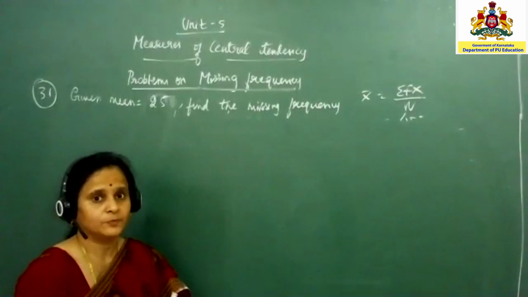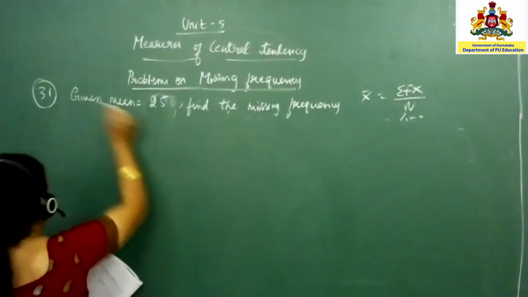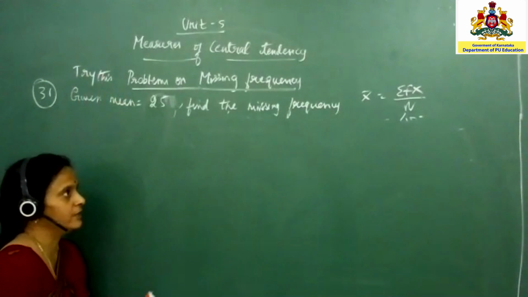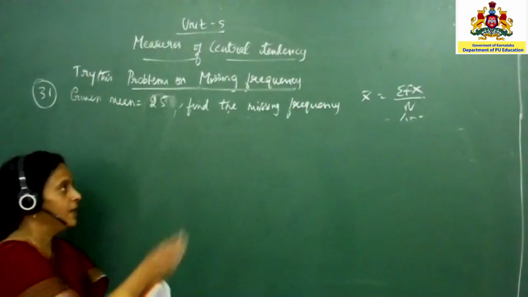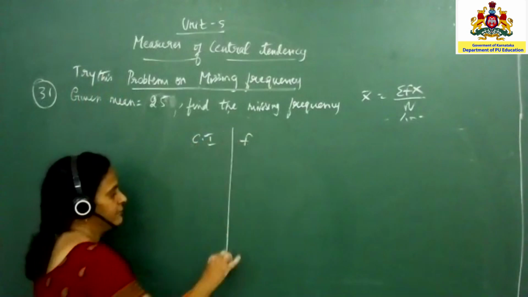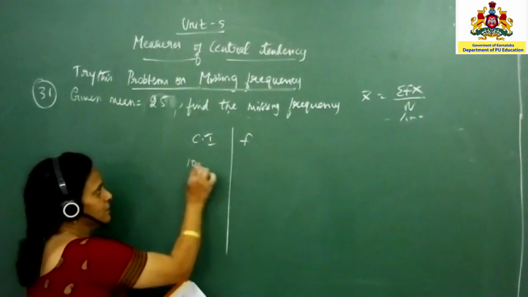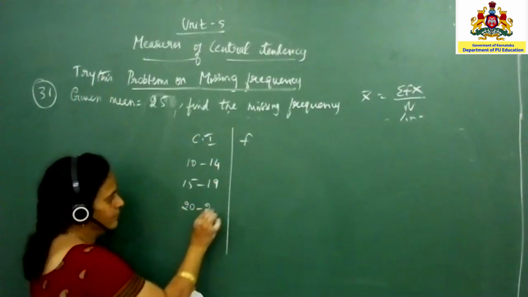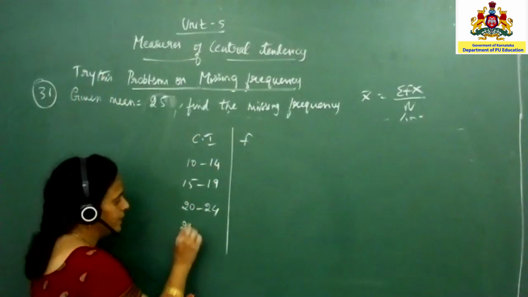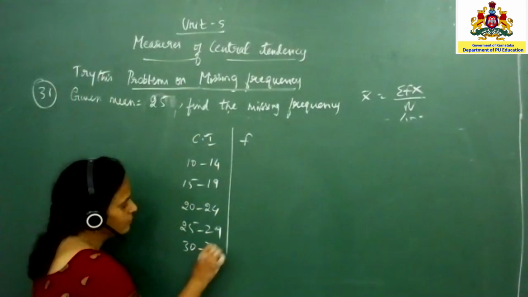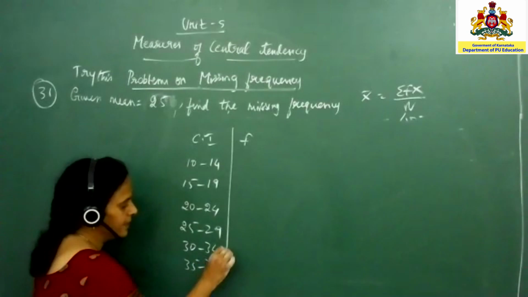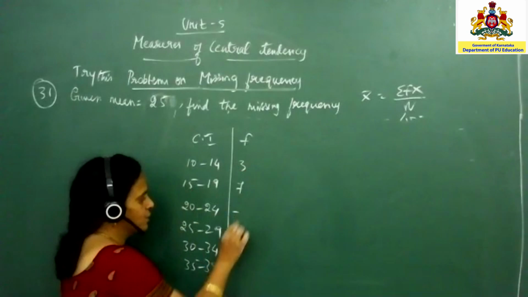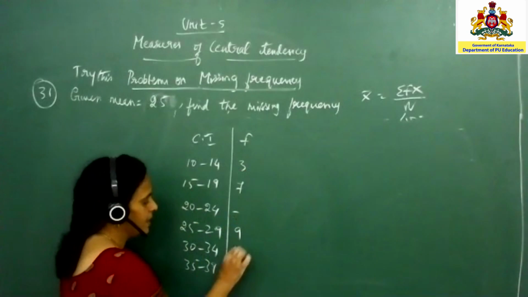So one more problem, okay? So this is again missing frequency problem. So you try this one similar to the previous problem. So here mean is given as 25, we have to find the missing frequency. And the given data, class interval and frequency is given. So your class interval is 10 to 14, 15 to 19, 20 to 24, 25 to 29, 30 to 34, and 35 to 39. Okay, and second column 3, 7, dash, 9, 11, and 1.